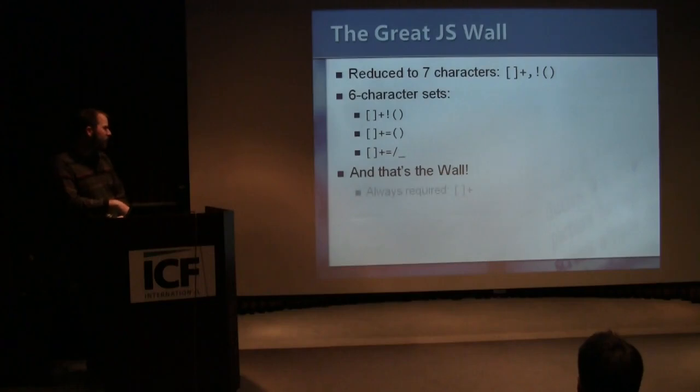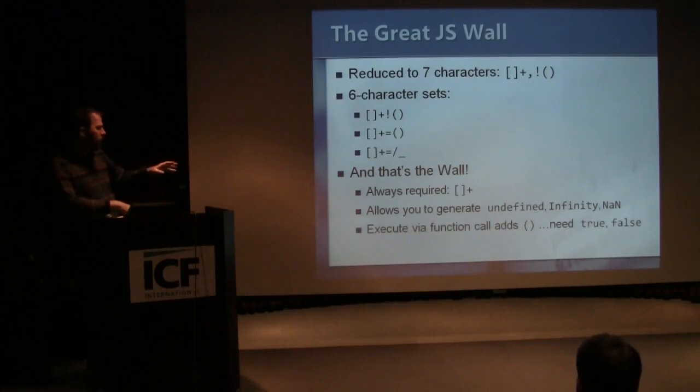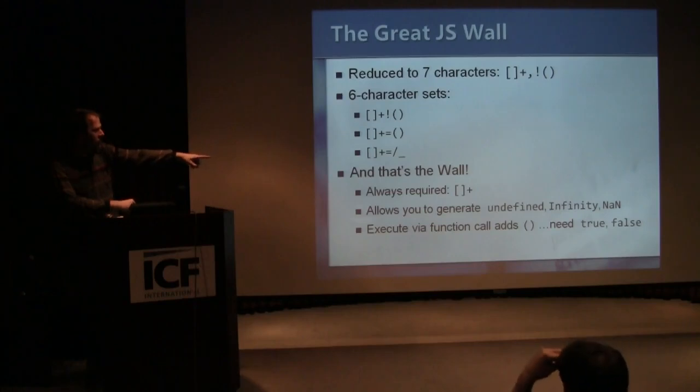Because what it comes down to, you're pretty much always going to have your array notation, your concatenation. I mean, you can't get around using that. Using just those, you can get undefined, infinity, and not a number. So you have certain letters that you can work with. But if you want to actually execute a function, you're going to add parentheses, so that's going to bring you up to 5, but you still have to have true and false to get enough letters to actually do anything. Using just the first line of letters, you're not going to be able to get any interesting functions, which will then give you window.